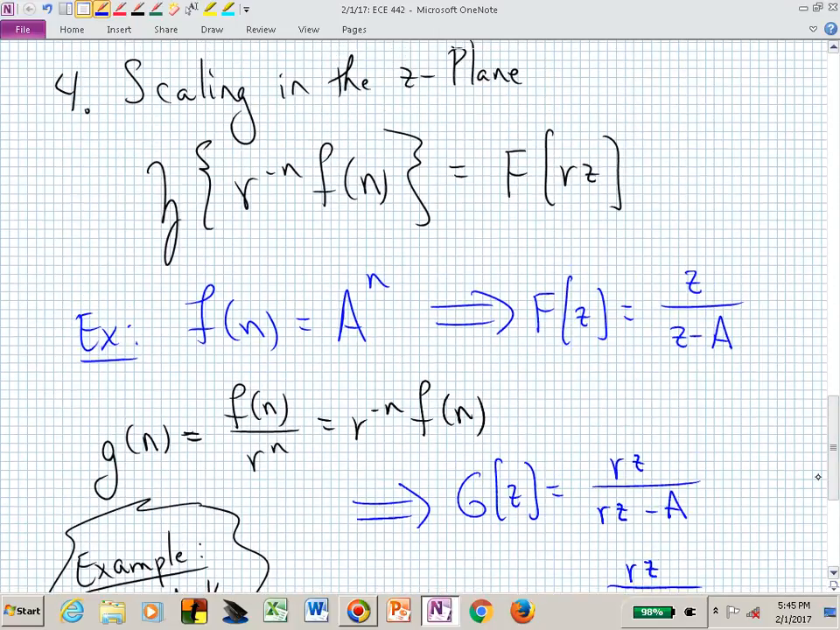Meaning, if you can identify an f of n in your original expression and then a factor r that's different, you could quickly find the Z transform of that little g of n if you knew the Z transform of the original f of n. Everywhere you see a z, you replace it with rz. So that's a scaling in the z-plane. You're expanding or contracting based on what r is in that Z transform.